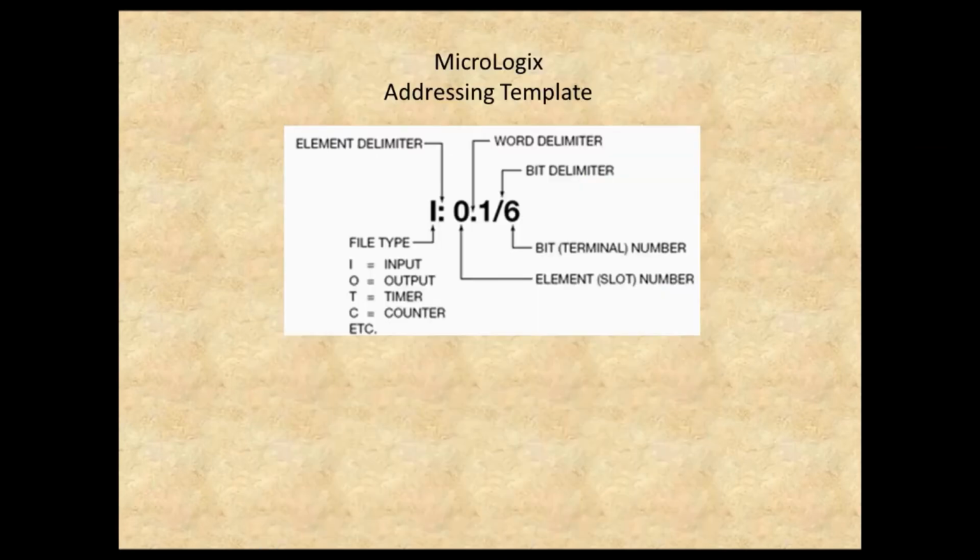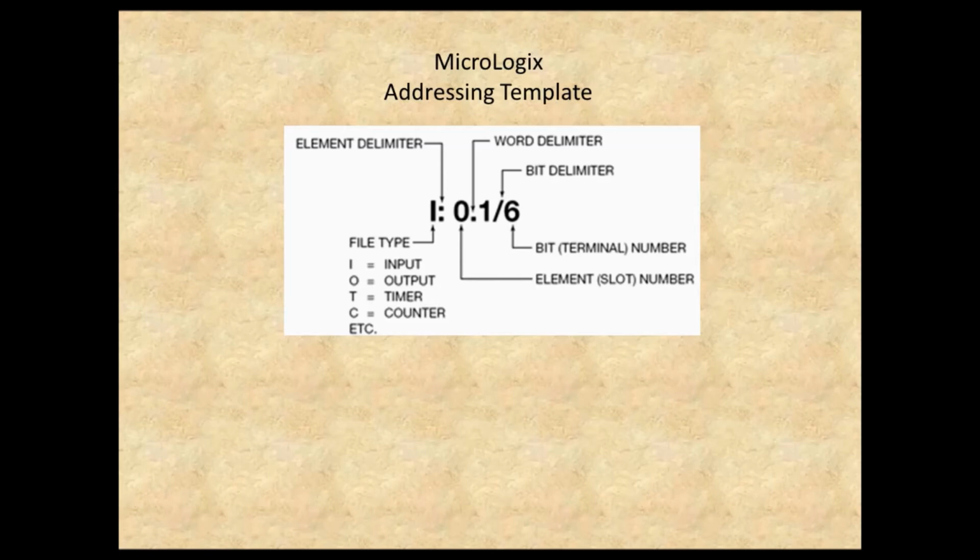So an example of a MicroLogix addressing template is here. We always have our file type. There's several different ones we can choose from: I for input, O for output, T for timer, C for counter, etc. And then we have a colon, always happens there.